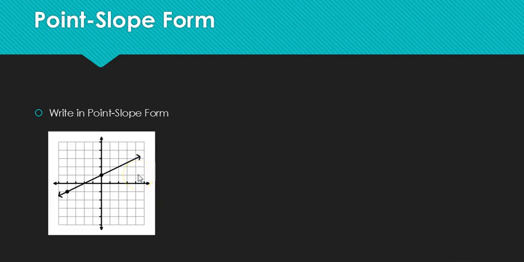Now, if it's given to you on a graph, you can pick any pretty point on the graph. One of them just happens to be labeled here. There's a pretty point right there, so I'm going to use that point. It's -4, -1. So there's my point. My x1, y1 is -4, -1.